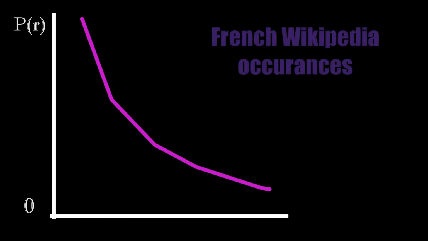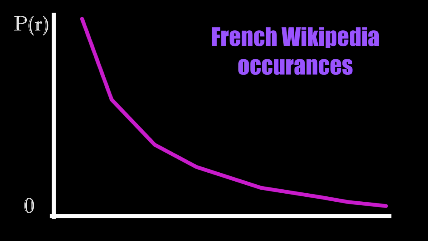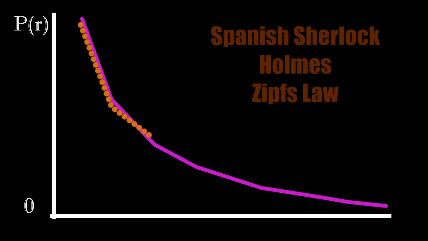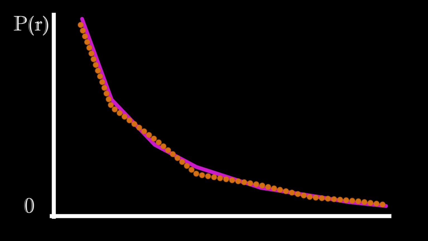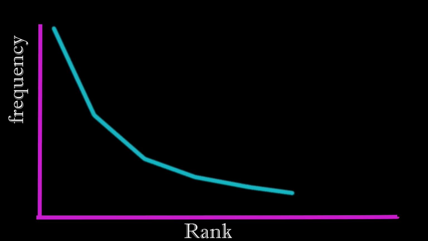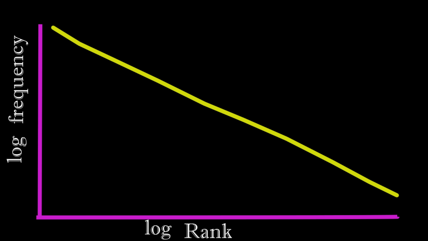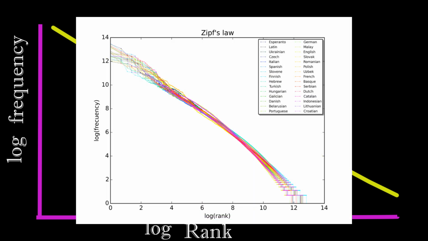For instance, if we analyze French Wikipedia and chart the word frequencies, we see a similar pattern. It's the same with any other language or any other book. If we take a Spanish language translation of Sherlock Holmes stories, we see the same pattern. When we take the logarithm of these curves, we get a linear pattern. Interestingly, this applies to all languages. They all follow Zipf's law.